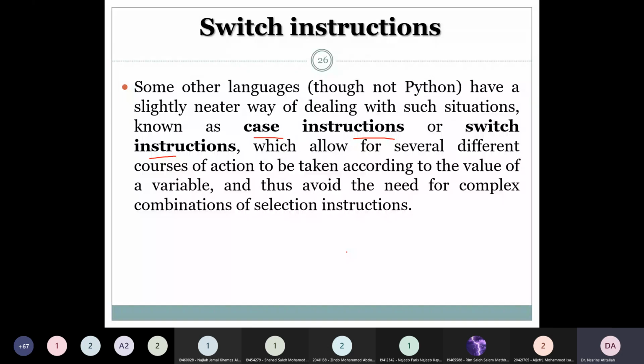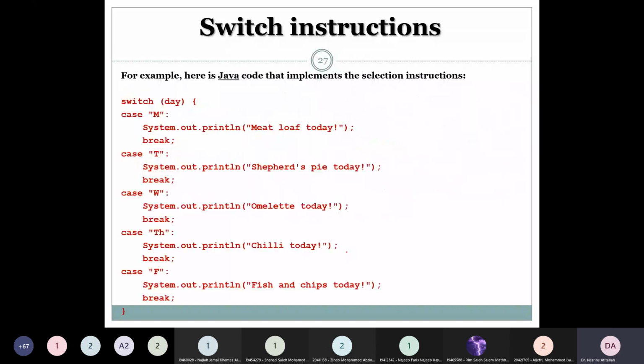So look now, for example, in Java, you can use the switch. So switch day, if the case is Monday, you will print out the meal and you will break, and all this part will be omitted. If it is Tuesday, you need to enter the day from these cases.